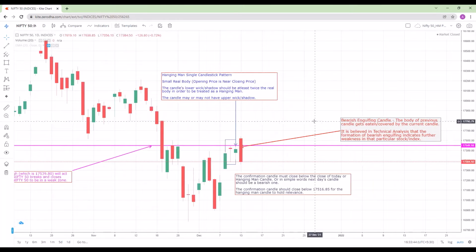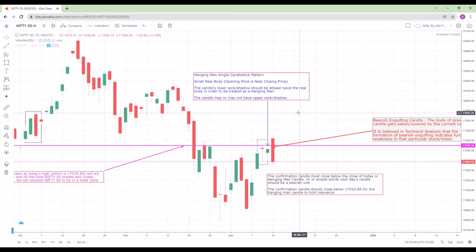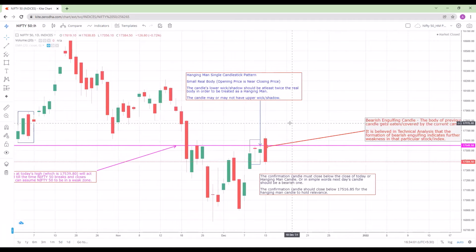But yes, we believe that it could be a possible trap to create fear in the minds of retailers that they should exit from their stocks, or they should book profits so that big players can acquire these stocks at lower prices. So we will come to know either tomorrow or day after tomorrow.